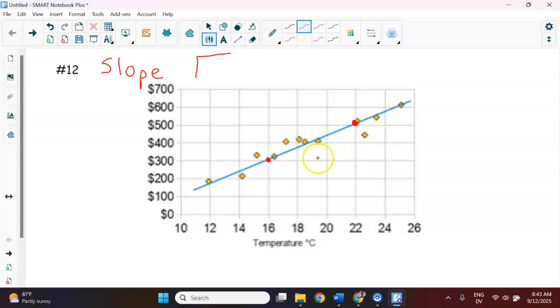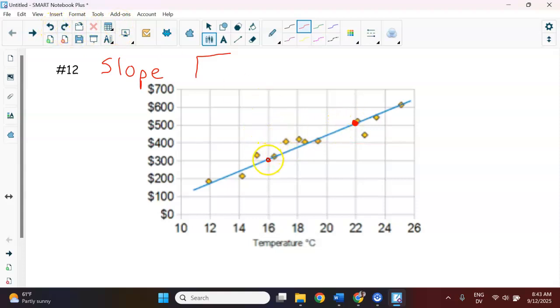And the key is you don't want to take 2 points from the scatter plot. You want to take them from the line of best fit. Because if you pick 2 scatter plot points, say I pick these 2 right here, that's going to get the equation or the slope for the wrong line of best fit. Okay, so don't use scatter plot points. Use them from the line of best fit.